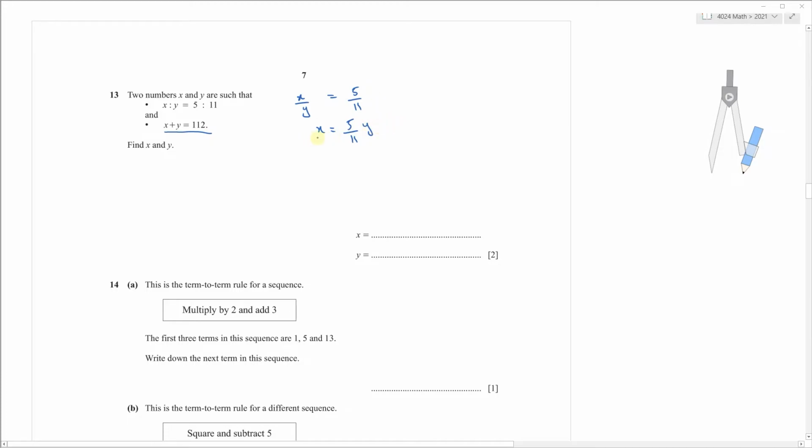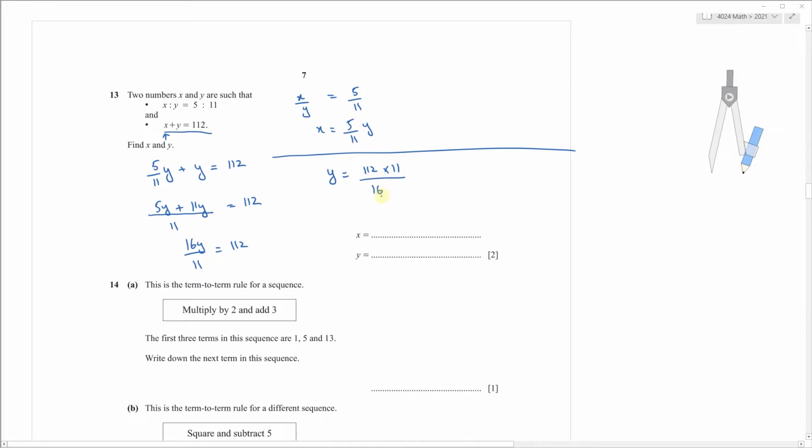So I can substitute this value of x here. Let's do that. So 5 over 11 y is my x plus y equals 112. Now if I take the LCM here, my LCM will be 11, and this will be 5y plus 11y equals 112. This will be 16y over 11 equals 112. We continue here. Y will be 112 multiplied by 11 divided by 16.